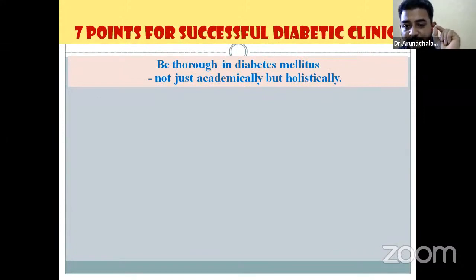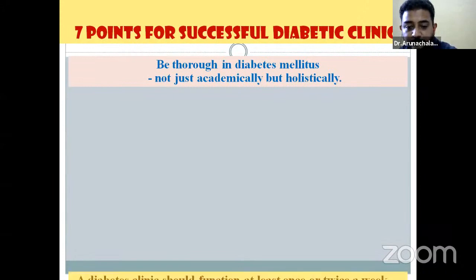You should know how to assess the eye. You should know how to assess the sensation. You should know how to assess the complication, the symptoms of complication. And this will not come only by means of reading. Experienced physiotherapists are the initial stakeholders for a diabetic clinic. They can very successfully run that.